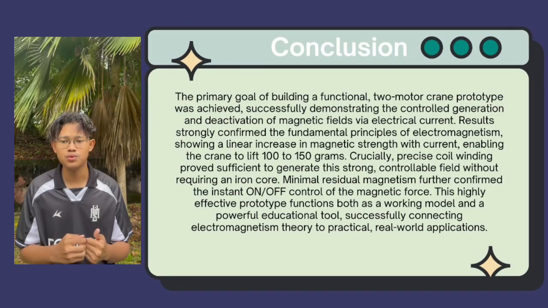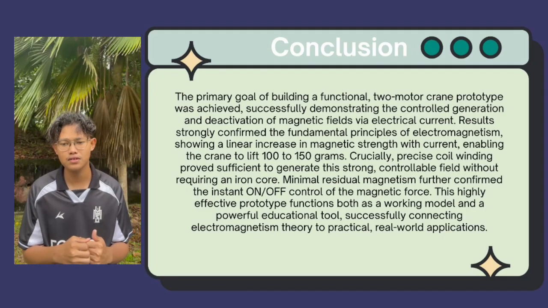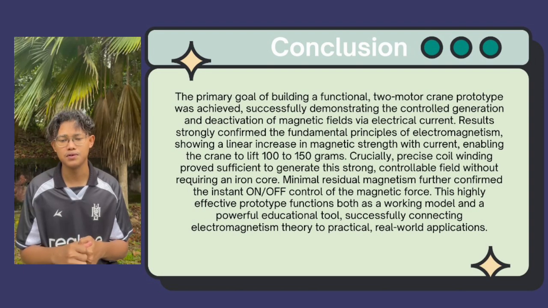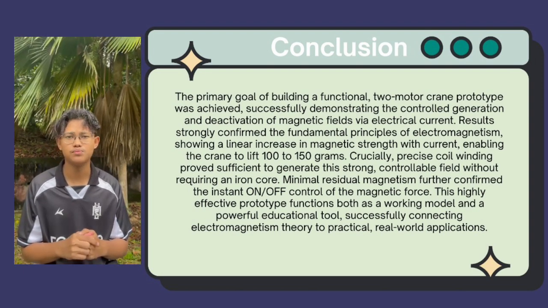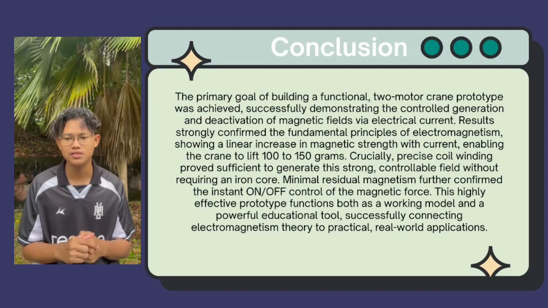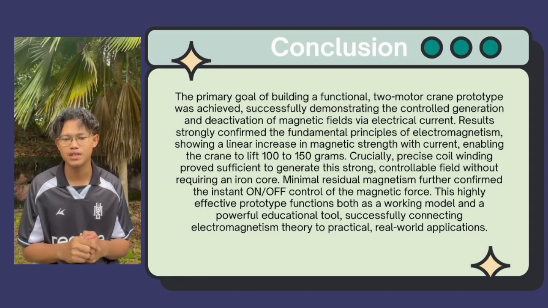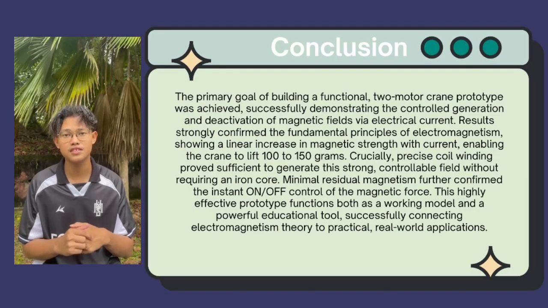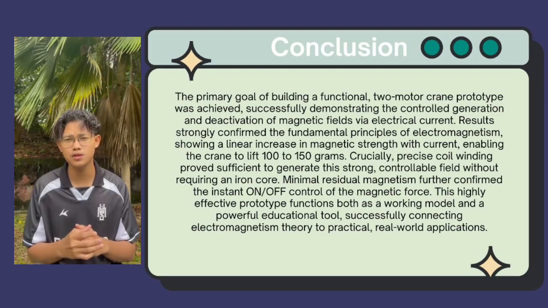This design also proved that a clean and precise coil winding is enough to produce a strong and controllable magnetic field, even without using an iron core. One important finding was the very low residual magnetism when the power was switched off, showing that the magnetic force can be controlled instantly, fully on and fully off. Overall, this prototype works not only as a functional model, but also as an effective educational tool that connects electromagnetism theory to practical real-world application.